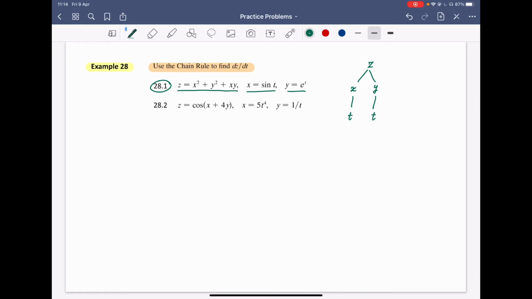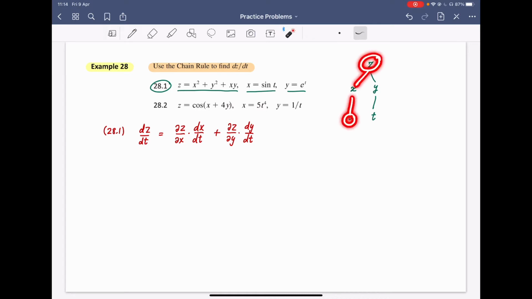So once you have the diagram here, you can see that if you want to differentiate c with respect to t, by the chain rule you're going to get partial c by partial x times dx by dt, plus partial c by partial y times dy by dt. The diagram helps you: start from the top level, you can go to t via x, or you can go to t via y, right? So you have two ways to reach t on the bottom level. That's why you have two terms here.